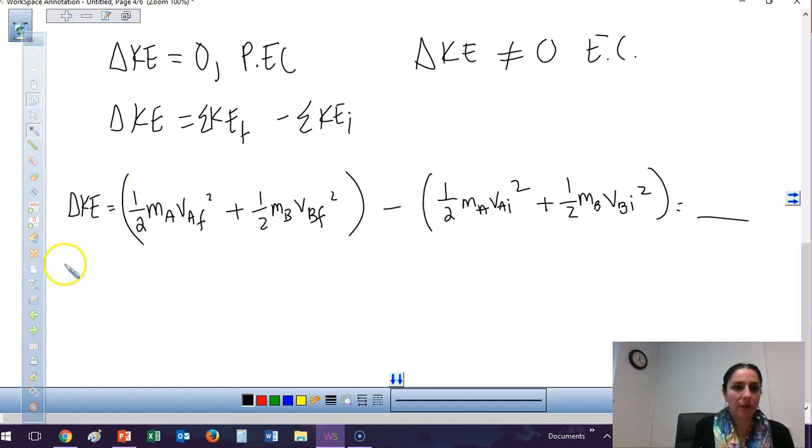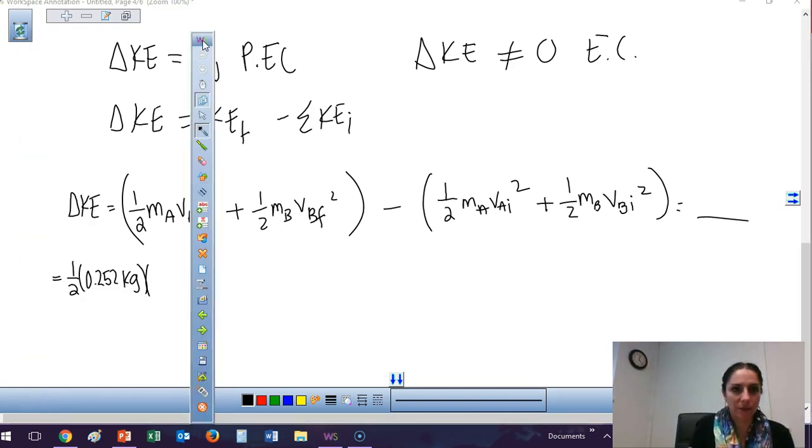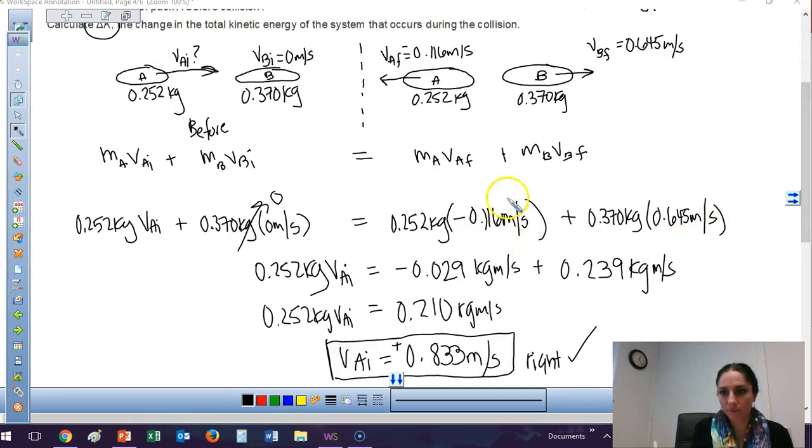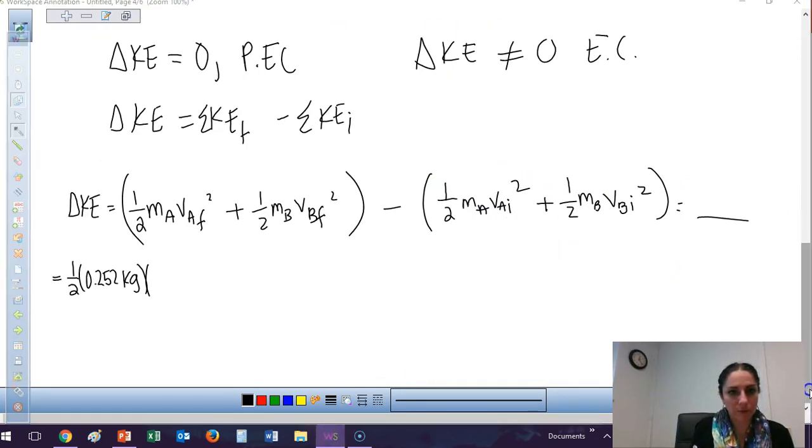So let's apply all these fun numbers. Okay, so I'm just going to go over here. 1/2, the initial A mass was 2.52, times the initial velocity of A, so that was the 0.833. I'm sorry, we don't want the initial, we want the final. I'm glad I made a mistake there, because you can also make this mistake. So I need the final A, which is this number here, so negative 0.116 meters per second squared. Okay?